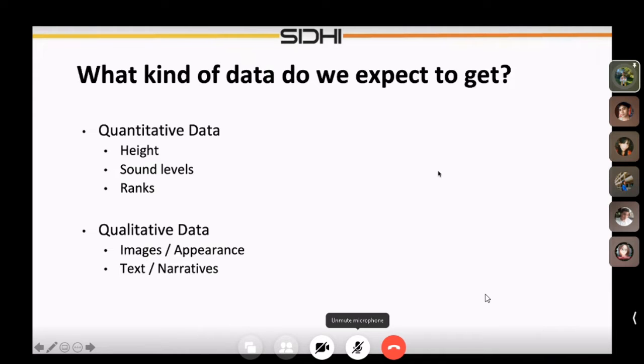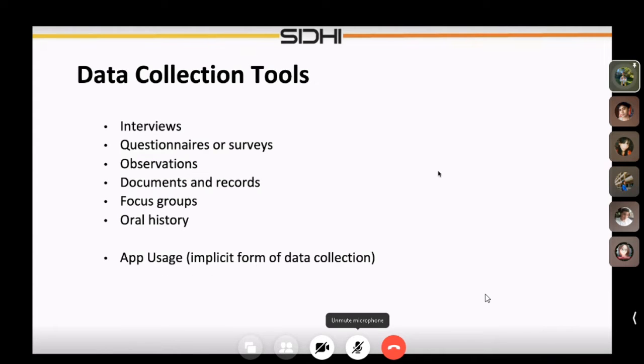Next question is, in terms of data collection, how do we do that? What tools do we actually employ, or what techniques do we have? So probably in your books and in general research, these 6 bullet points would be the things that you would see: interviews, questionnaires or surveys, observations, documents and records, focus groups, oral history.